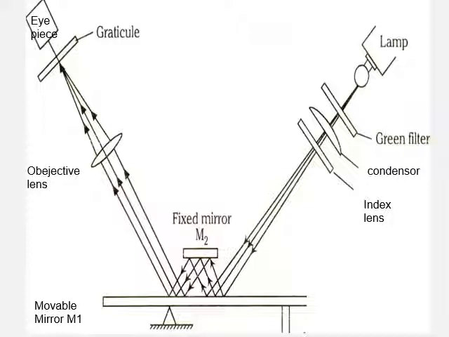The lamp, which is the light source, is filtered with the help of a green filter, and then it is condensed with the help of an index lens, and only monochromatic light is used. This monochromatic light ray is going to fall on the movable mirror M1, which is supported by a pivot, and one end of this movable mirror is connected to a plunger or a spindle.